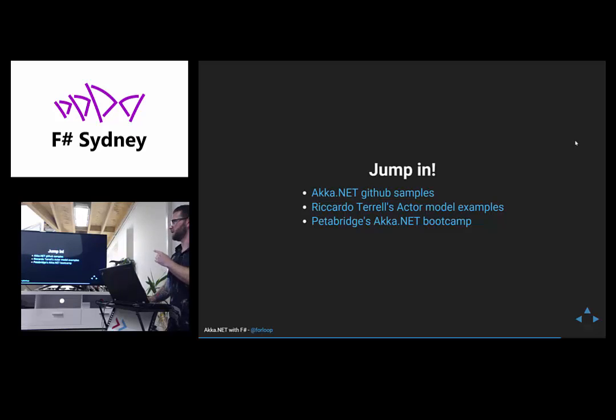So yes, probably Ricardo Terrell's examples there. That's probably got the most F# examples in it, and it's quite useful to see how the actor computation expressions are working. That's probably the most comprehensive. A few of the examples are, I think, a little bit rough around the edges, but you get the general gist of it. I think there's a lot of contributors to it, so that's probably the best.